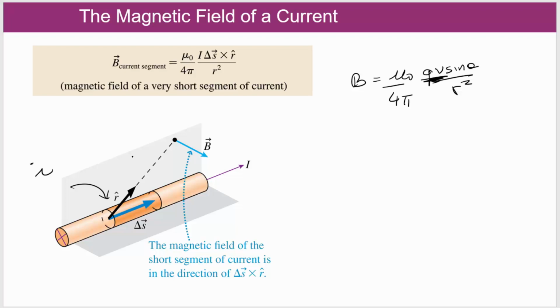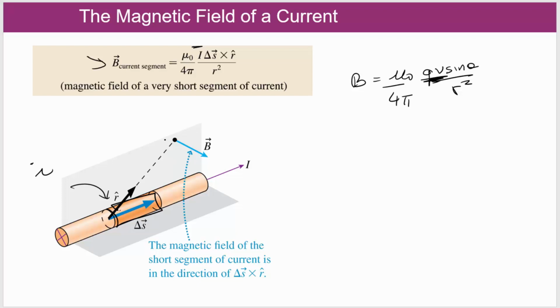So in terms of current, we can write the magnetic field created around that wire as mu sub 0 over 4 pi, I delta S, we're looking at just this little part of the wire, cross r hat, r hat is your unit vector, over r squared. That would be the magnetic field produced by the current carrying wire.